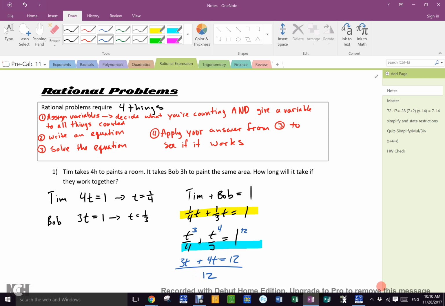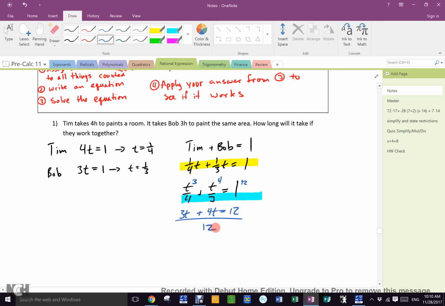What do I get to do with the denominator once I have it common and sorted? Do I need it anymore? No, because where's the math happening? In the numerator. So do I need this? So all I have to do is solve 3t plus 4t equals 12. Right? 7t equals 12. T equals 12/7.